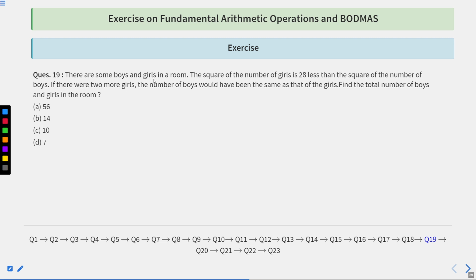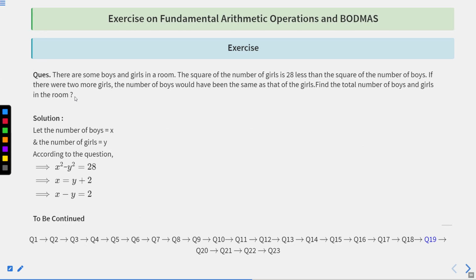There are some boys and girls in a room. The square of the number of girls is 28 less than the square of the number of boys. If there were two more girls, the number of boys would have been the same as that of girls. Find the total number of boys and girls in the room.